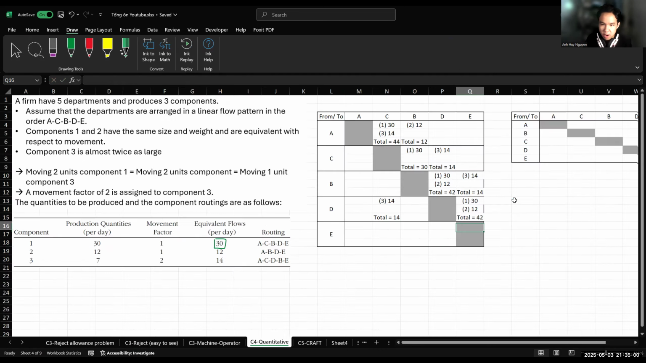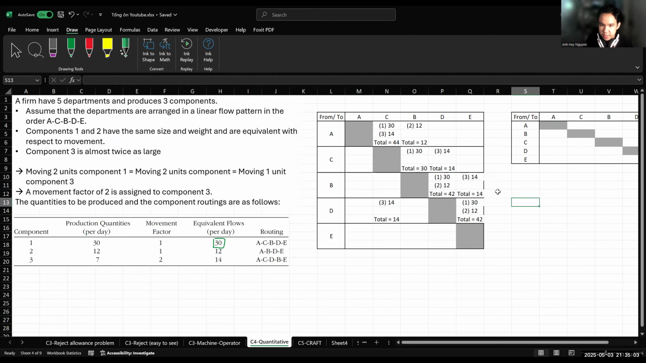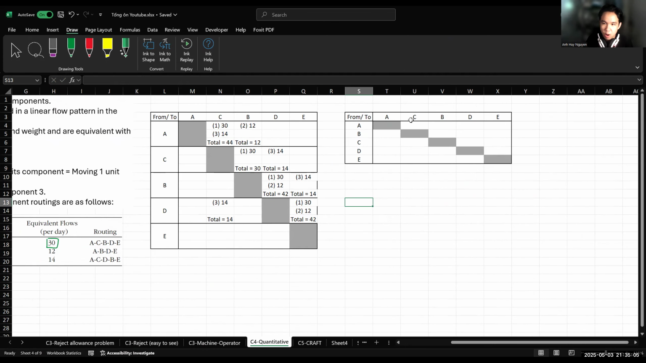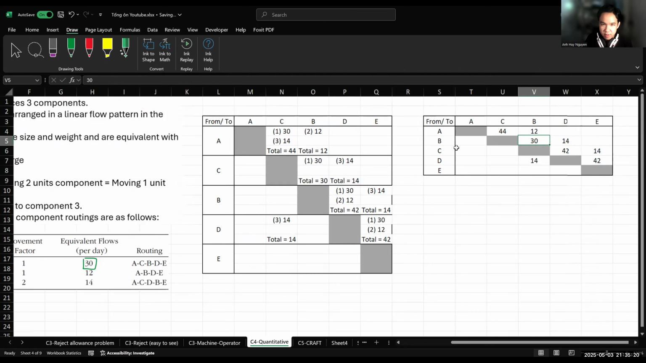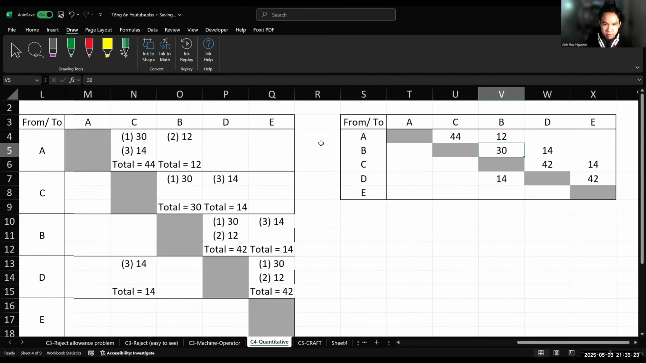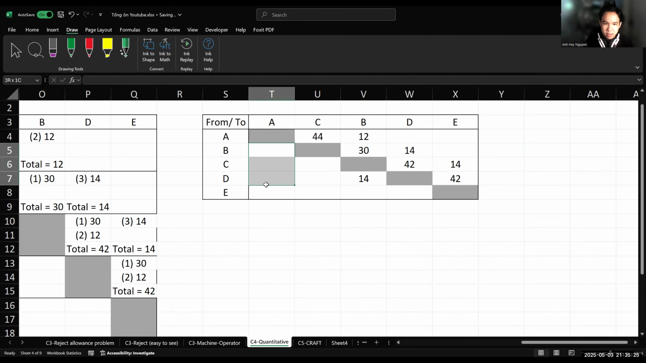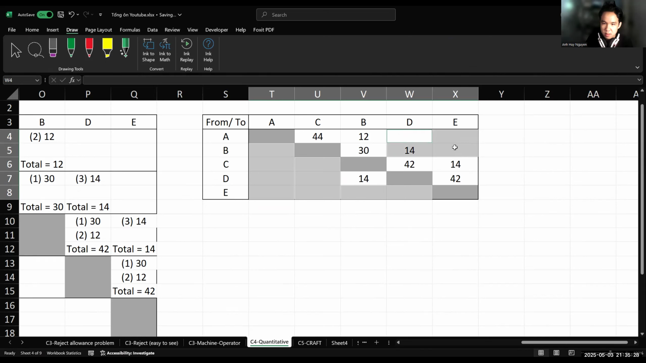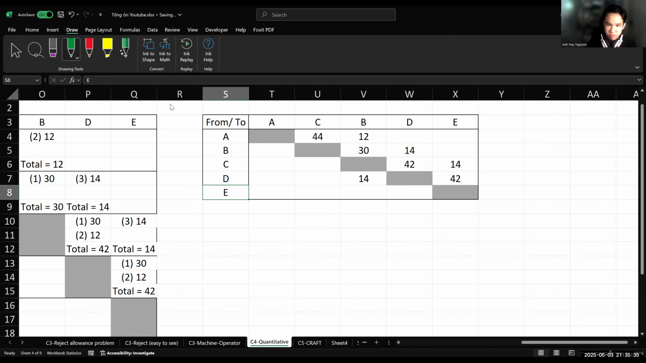Now for you to see it easily, I'll transfer it to this table. Only copy the total value: 44, 12, 14, 14, 14, 14, 42. Now we have this from-to table as our final result. The blank cells are 0, so there is no flow between them, and you don't need to care about them. So what can we do with this from-to chart?